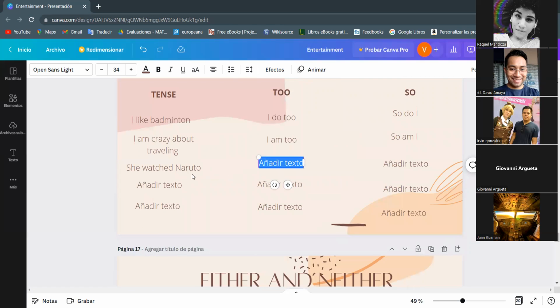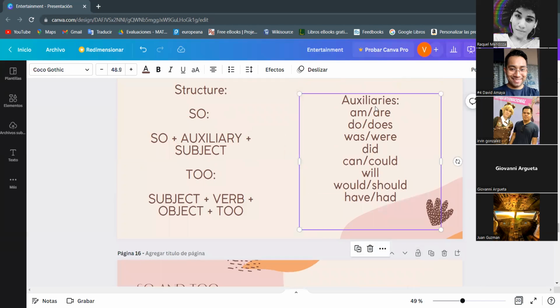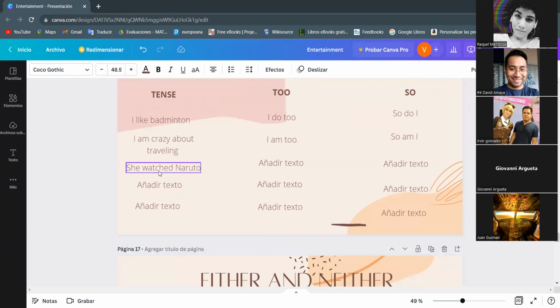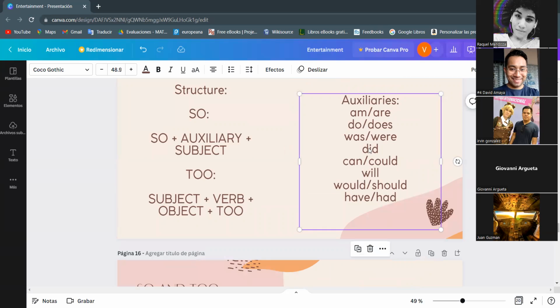Nice try. However, here we have the auxiliaries. Which one do you think would work with watched? She watched. Okay. Let me think a moment. Sure, that's okay. Let's try with I was watching. I was watching Naruto too. Good. It could work. However, the point is to make it shorter. So that's why you use the auxiliaries.